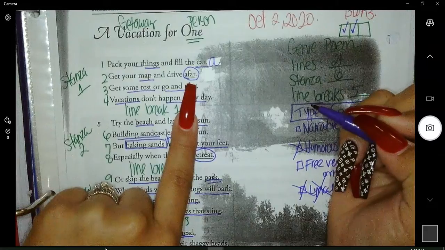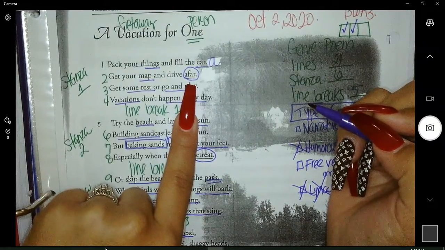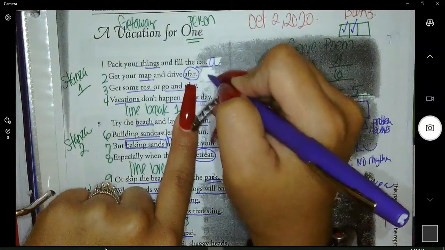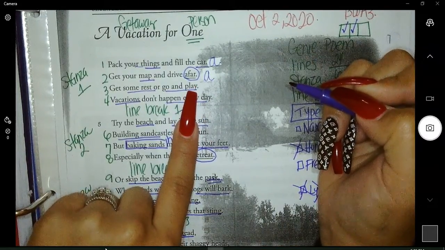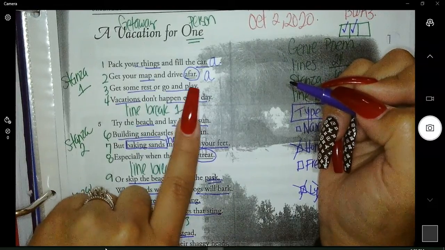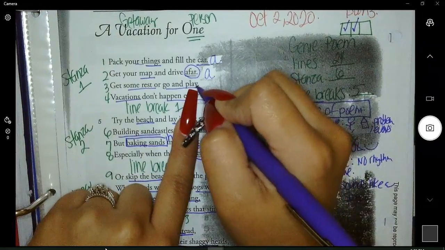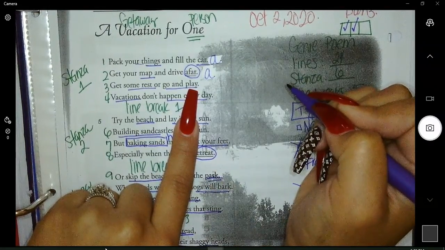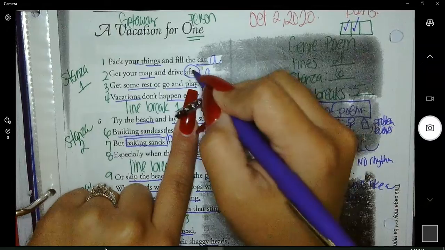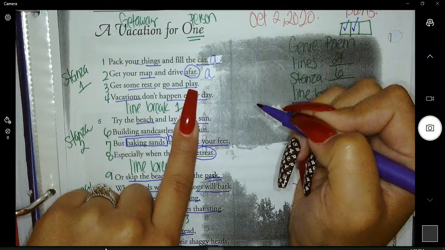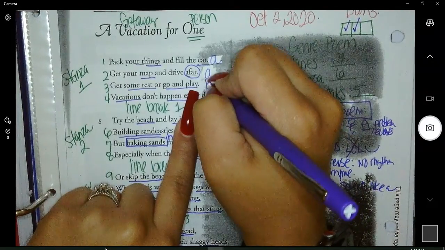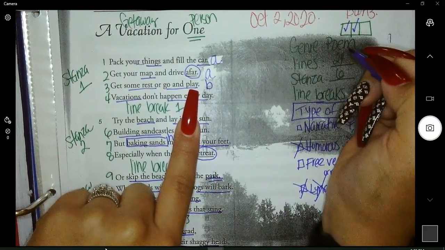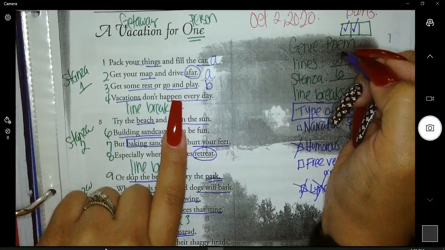Do they rhyme? Afar, car. Yes, they do. So they are the same family, and that family is letter A. What about line 3? Get some rest and go play. What word do I use? Play. Okay, so let's see. Play and car. Do they rhyme? No. Play and afar? Do they rhyme? No. So this play has to find a new family, and that family would be letter B, because we're using the alphabet.